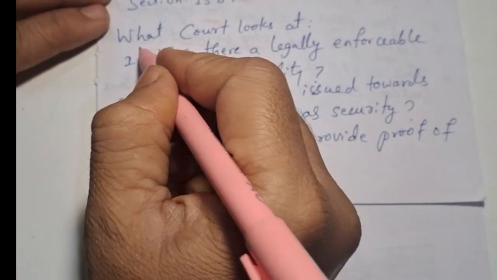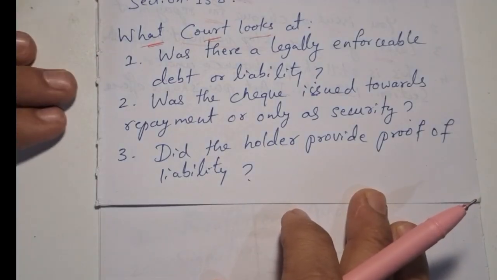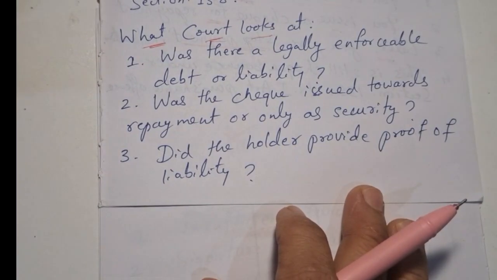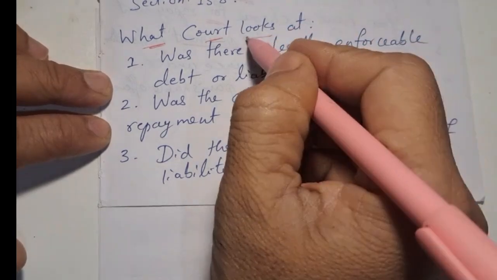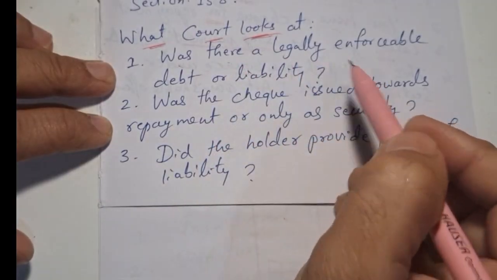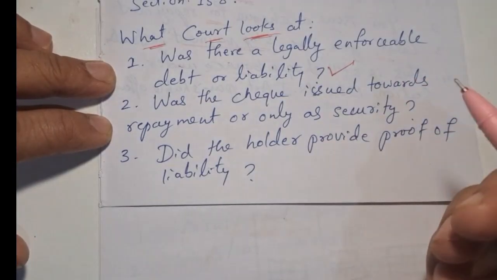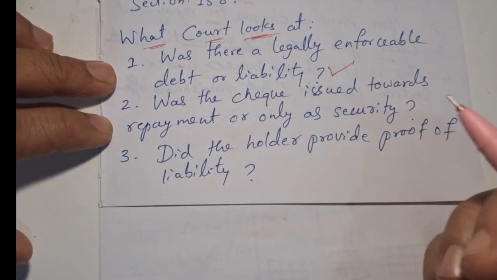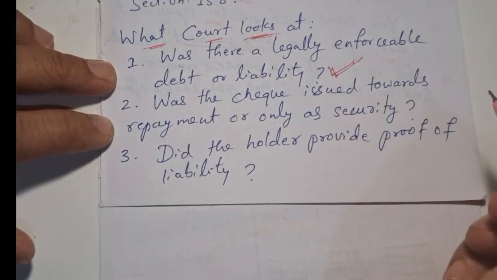So friends, now we will look at what the court looks at. Whenever an issue arises from stop payment instructions given at the bank, the payee will take the check to court and try to initiate proceedings against you. At that time, what is the court going to look at? First of all, the court will see whether there was a legally enforceable debt or liability towards which the check was issued. If there is any agreement, or any goods or services being provided by the person, then definitely this is going to be an offense here.